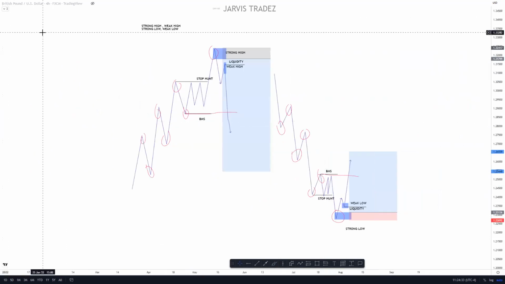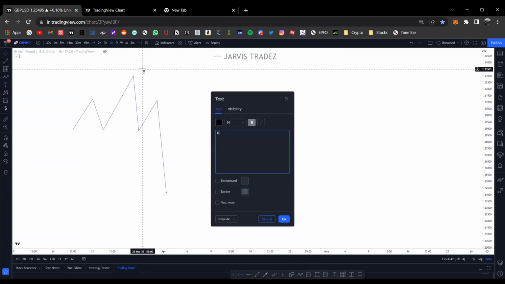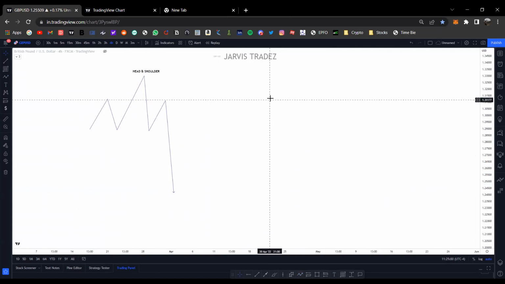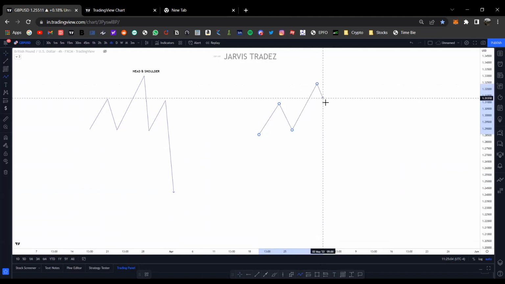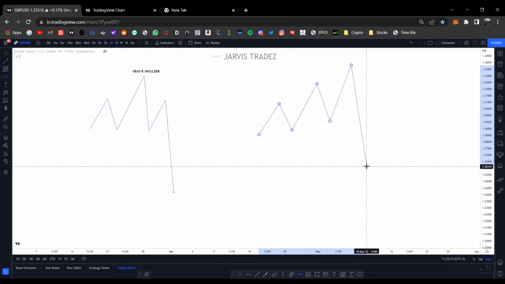And there is one more thing I call the QML level. So what exactly is QML? You see the head and shoulder pattern. This will be your shoulder. Okay, we will be selling here. So this is what you call a head and shoulder. But in the supply and demand concept, what happens? Price makes a higher high, higher low, then another higher low, then a higher high, then a lower low.